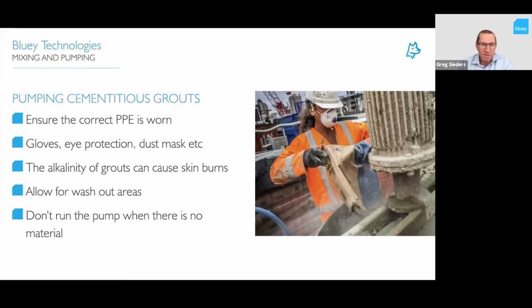Allow for appropriate washout areas, and don't run the pump dry with no material. This has a lot of different issues. You can cause air pockets within your line, which will then create pressures and blockages and even blow lines. And it's also not good for your pump running them dry.